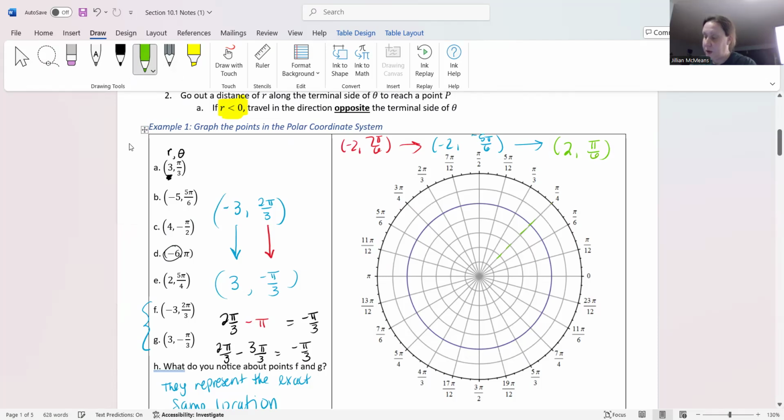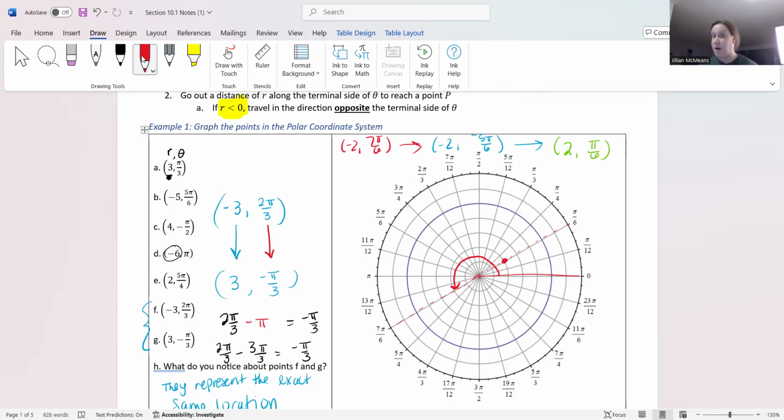So let's do the red one. Okay, so we first need to measure out 7 pi over 6. So where in the heck is 7 pi over 6? Well, let me erase a little bit more. All right, so here's my pole. Here's my polar axis. I want to measure out to 7 pi over 6, which is all the way over here. Okay, so this would be my terminal side, but R is negative. So I need to plot in the direction directly opposite my terminal side. So that would be here, and I want to go 2 units out, so I've got 1, 2, so we're right here.